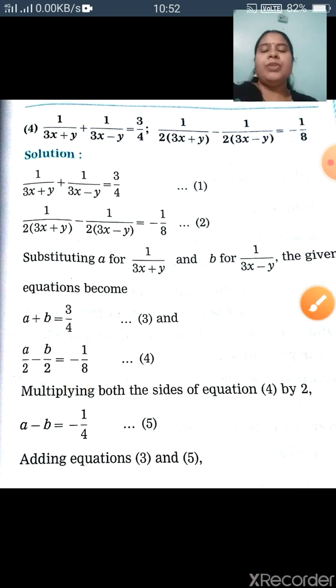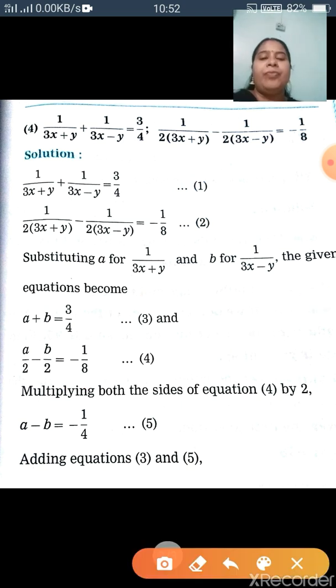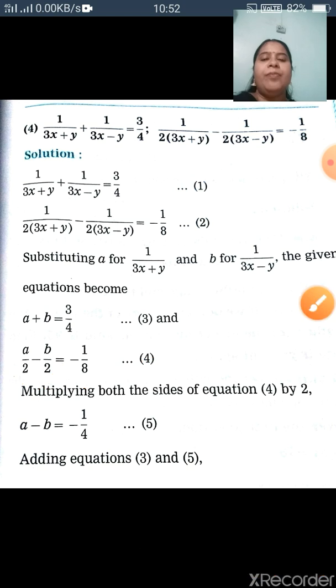So what will happen to this? When I multiply this by 2, this 2 will get eliminated. Same way this 2 will get eliminated. And here when I multiply it by 2, what will happen? This 2 ones are and this 2 fours are. So this is the way it will be cancelled. So the equation will reduce to a minus b is equal to minus 1 upon 4. Number it as equation number 5.